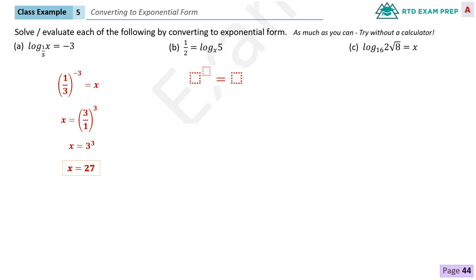In part B, we see 1/2 equal to log base x of 5. Again, the base of the logarithm will be the base of the exponent. Recall that the answer or output of a logarithmic equation is the exponent of the exponential. So this becomes x to the 1/2 equal to 5. How will we solve this? Well, remember that we want to end up with a statement that says x equals something, which means x to the 1. So we need to perform an operation such that the exponent of 1/2 becomes an exponent of 1.